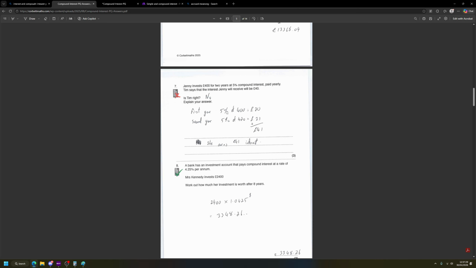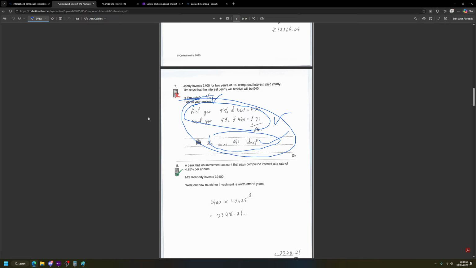And how they did it was they calculated the interest. They said it was £41. So what they did was 1 mark was for saying that Tim was wrong, 1 mark was for the working out of her interest, and 1 mark was for calculating the correct interest. So these were the 3 marks that you get, and now you know, and now I know too.